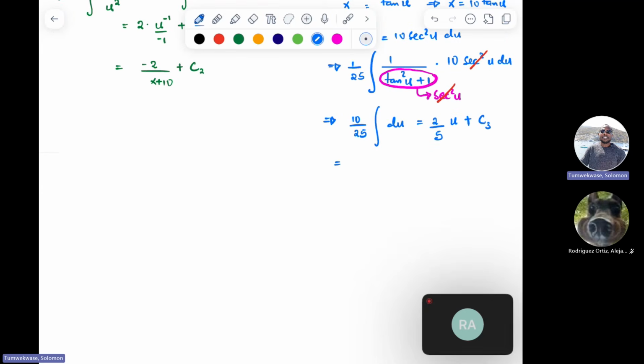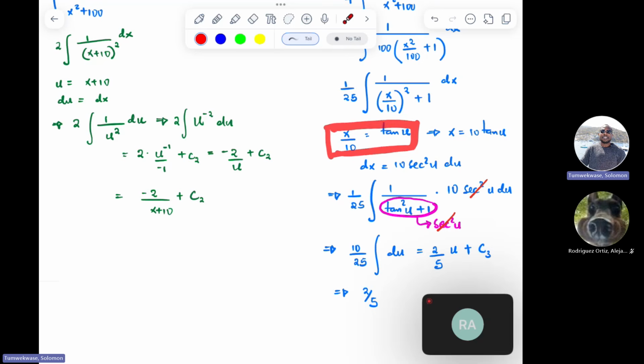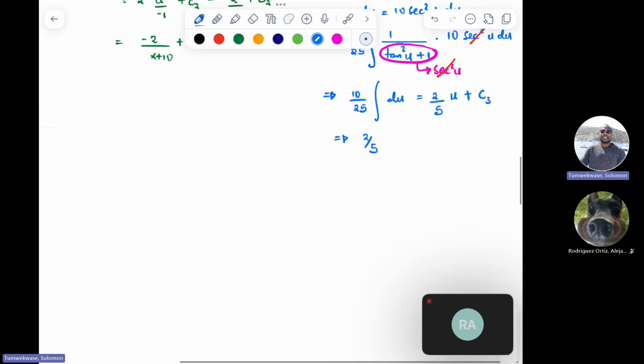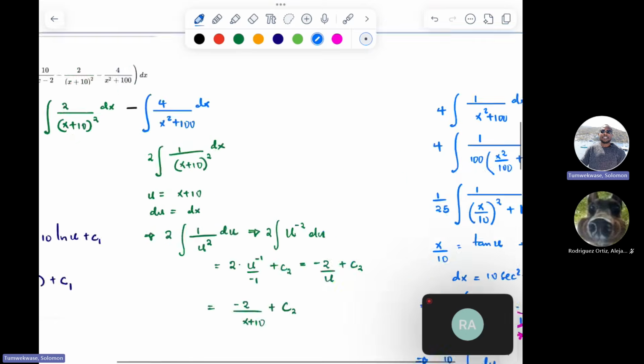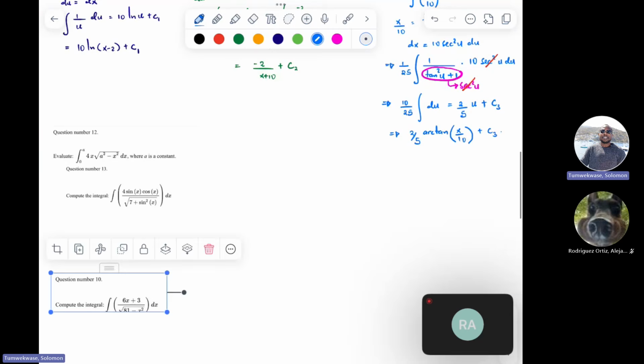So finally, I have my final answer 2 over 5, but what is u? If you're very careful, from this expression here, u is arctangent of x over 10. So this is arctangent of x over 10, then plus some constant of integration. So those are our three different integrals.